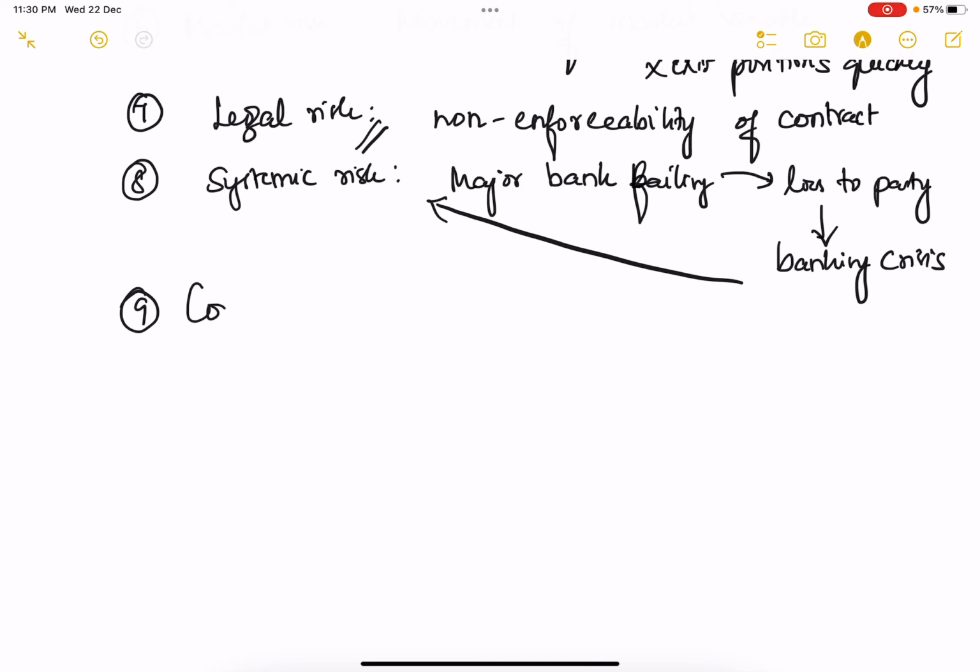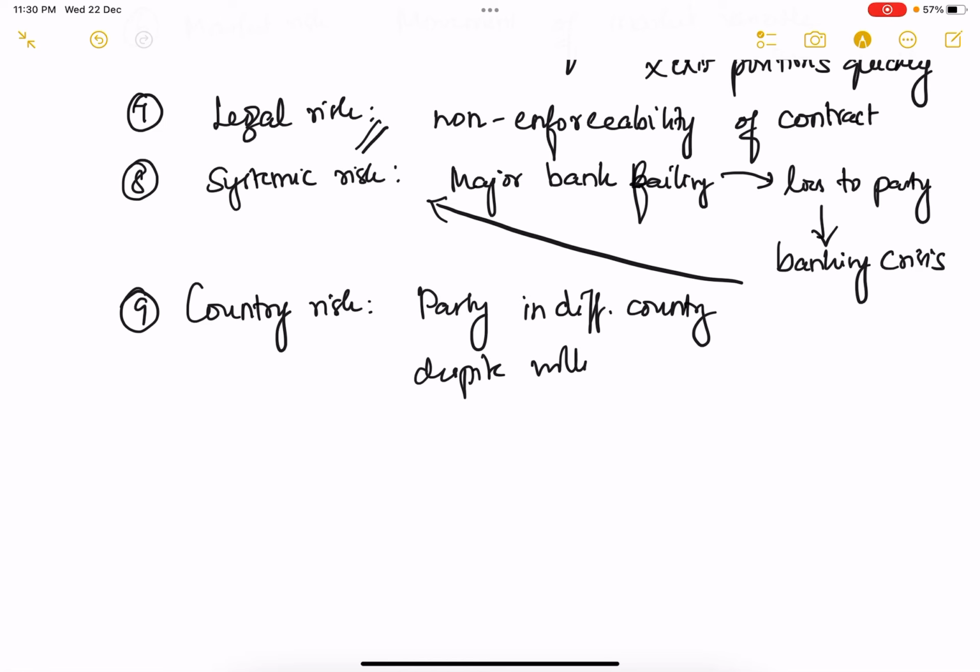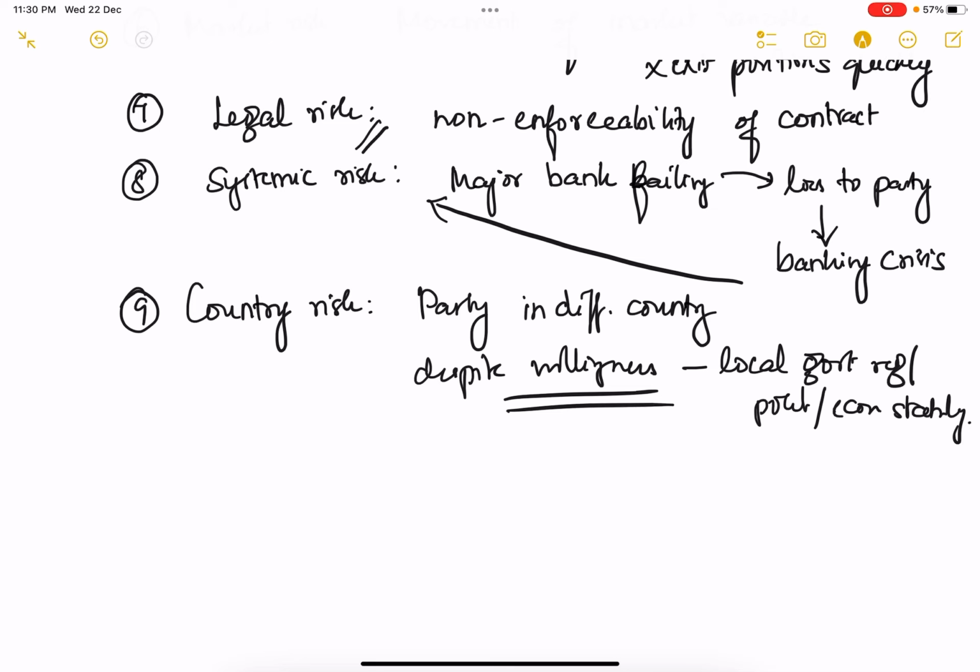Moving on to the next risk, which is country risk. Country risk is nothing but a counterparty in a different country is unable to perform its part of the contractual obligation despite its willingness. This is mainly due to any local government regulation or political or economic instability. So because of that, even when the party is willing to pay the funds, there might be some risk in the country which will lead to country risk.